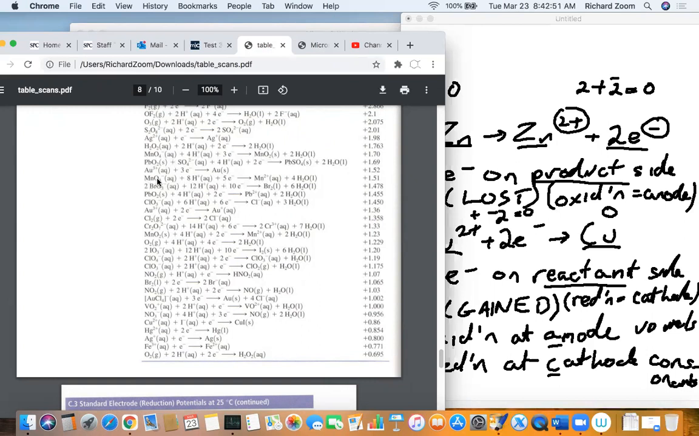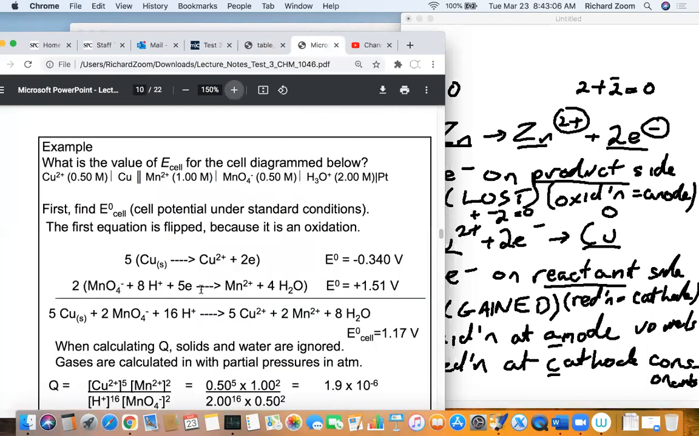So what I do is I take this entire reaction, as I see it here, and I just copy it down along with its cell potential. I don't flip this one because it's already in reduction form. So I just take that reaction completely and just stick it right here. Does anybody have any questions so far?